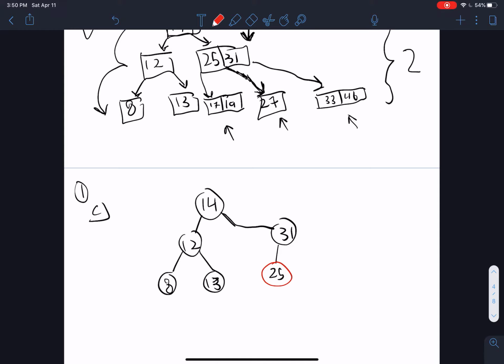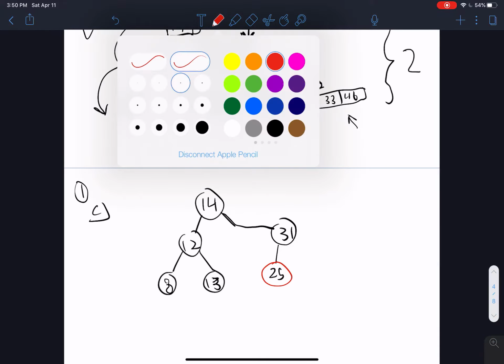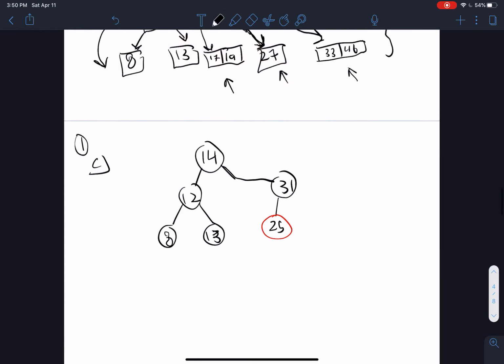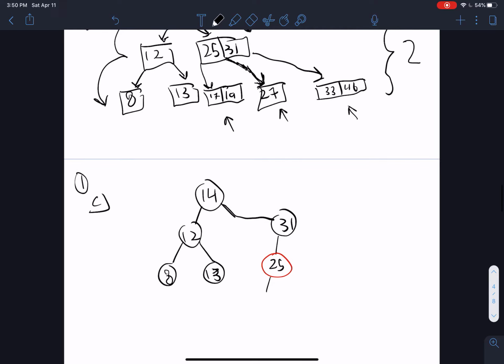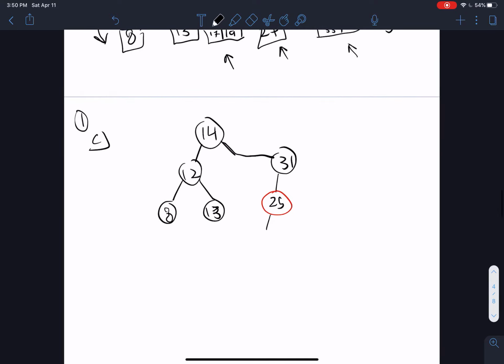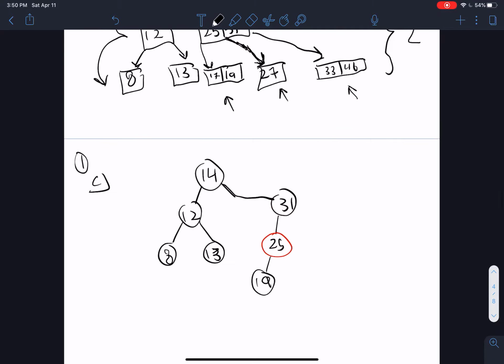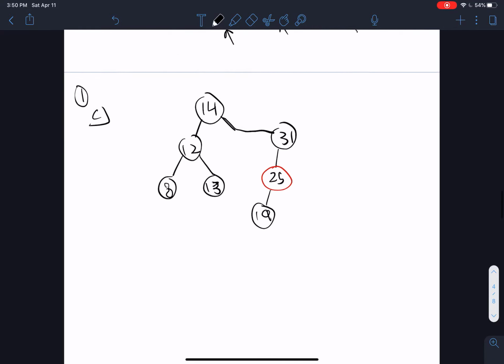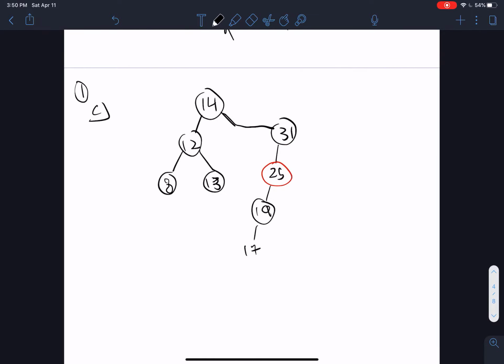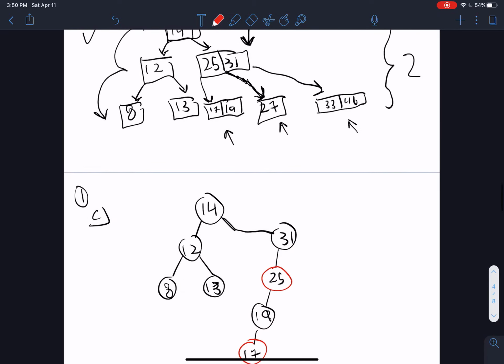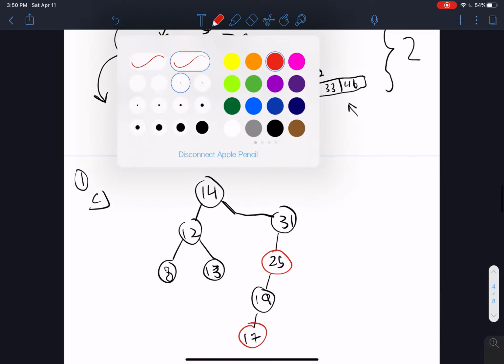So let's do the 17, 19 doubly stuffed node. So the left child of 25 is going to be whatever the root is of that node. In this case, it's going to be the 19, because remember we're going to make it left leaning, which means the child is going to be the 17, and it's going to be red.